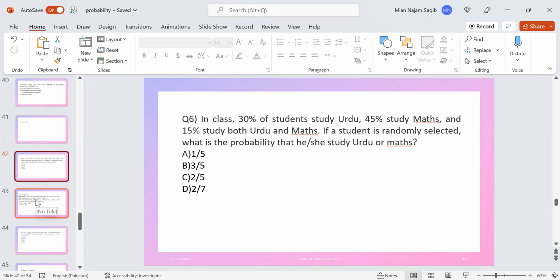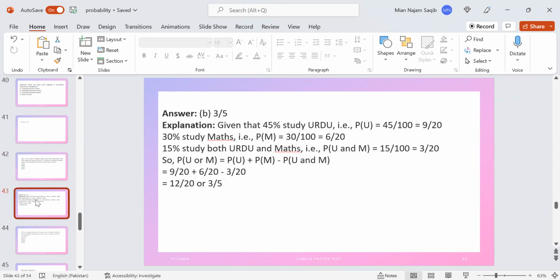The answer for this is 6B. Basically, for this, 45% of students study math, so first we simplify this fraction as 9/20. Then there were 30% studying Urdu, so we simplify the fraction 30/100 as 6/20. And 15% were studying both, so 15/100 was simplified as 3/20.